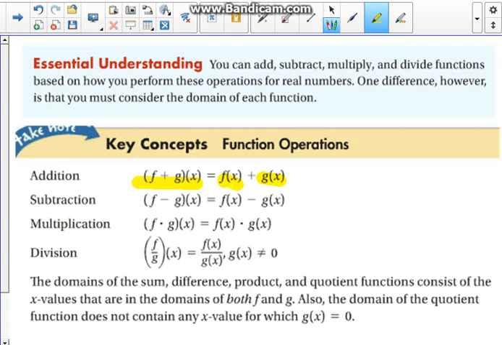And then the same thing for subtraction. F minus g of x is equal to f of x minus g of x. And f times g of x is equal to f of x times the g of x. And then we have the division, which is f over g of x is equal to f of x divided by the g of x. And g of x cannot equal 0.